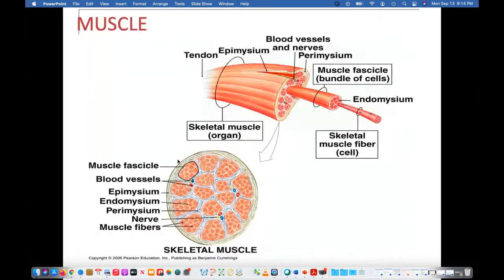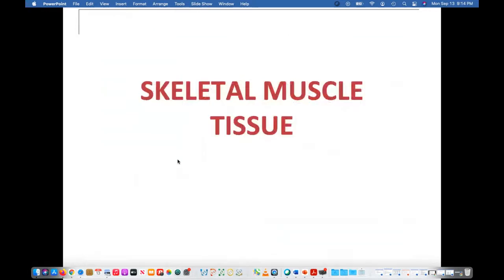Okay, this is a good place to take a break, and when we come back, I will talk a little bit more about the microscopic parts of muscle.